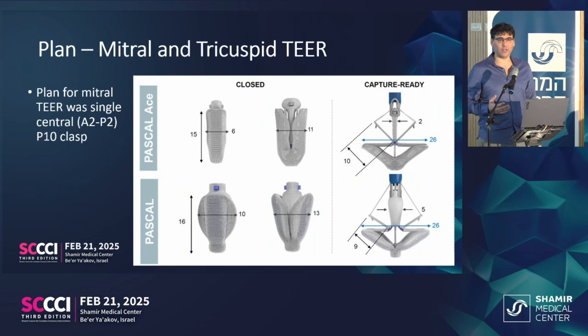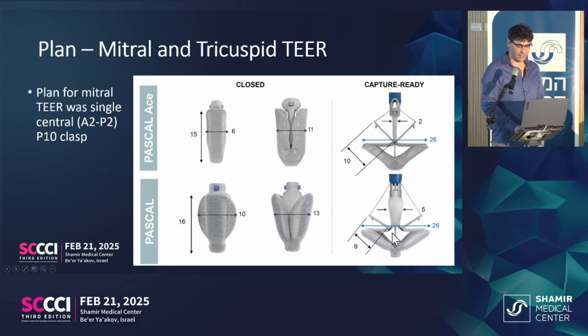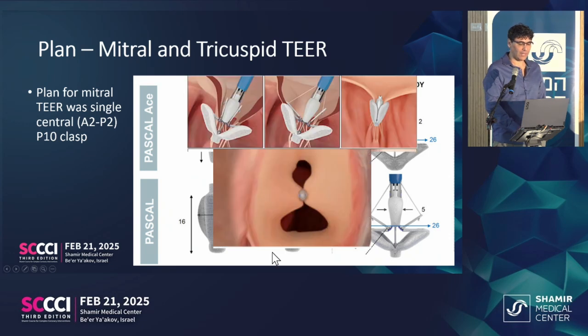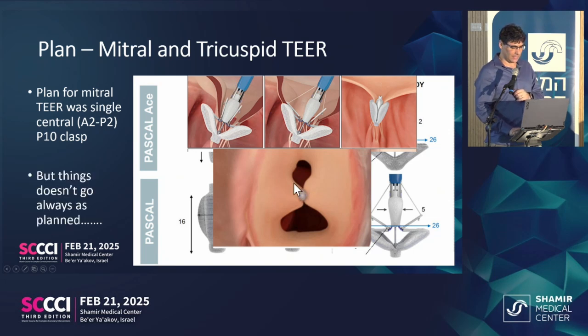We thought that we would start with a quick mitral TEER. We opted to use a centrally located PASCAL P10 clasp that has a 10 millimeter width. It has a larger spacer that will allow us a good sealing of the center without pulling the leaflet too much. And we thought that we would be able to put only one single clasp in the center.